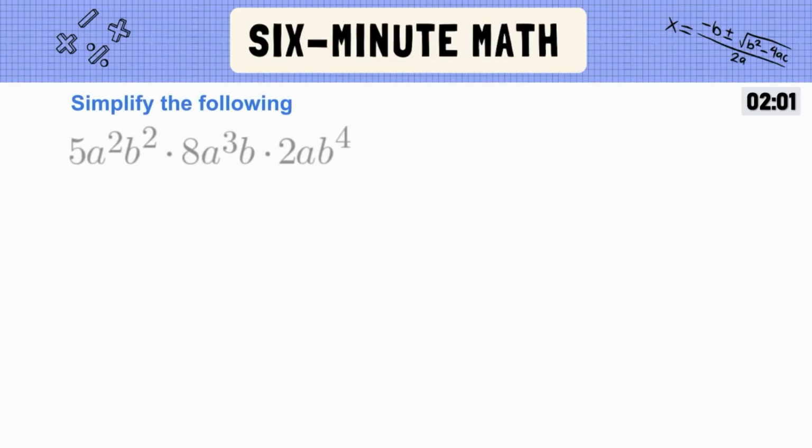Let's check out our last example here. We actually have 3 monomials being multiplied together, but again, nothing changes in my process. I multiply my coefficients. 5 times 8 is 40, times 2 is 80. And then I check my variables. I have 2 a's, 3 a's, and a single a. So if I add those up, that would be a to the 6. And for b's, I have 2 b's, 1 b, and 4 b's multiplied together, giving me b to the power of 7, for 80 a to the 6 b to the 7.